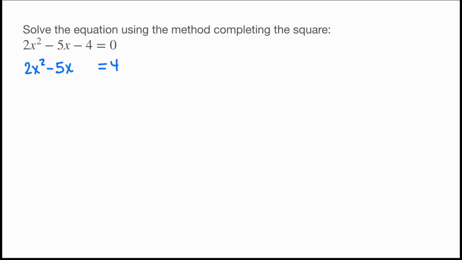Now before we can complete the square, the first term has to just be an x squared. We have to get rid of that 2 in front of the x squared. To do that, I'm going to divide everything by 2. So now I've got x squared minus 5/2 x equals 2.